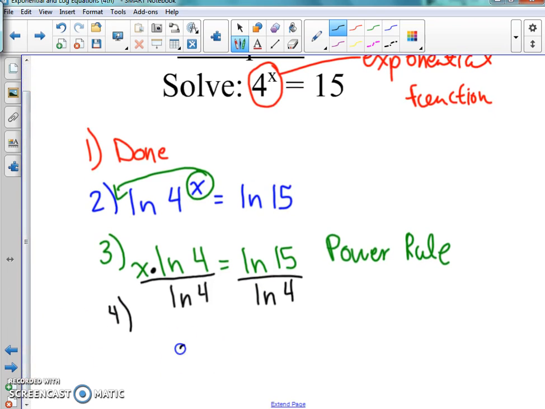And so here we have x equals natural log 15 divided by natural log 4. And we're going to put that in the calculator and get a decimal answer. And again, we're going to round it to 3 decimal places. And it's not going to be perfect, but it's going to be good enough.